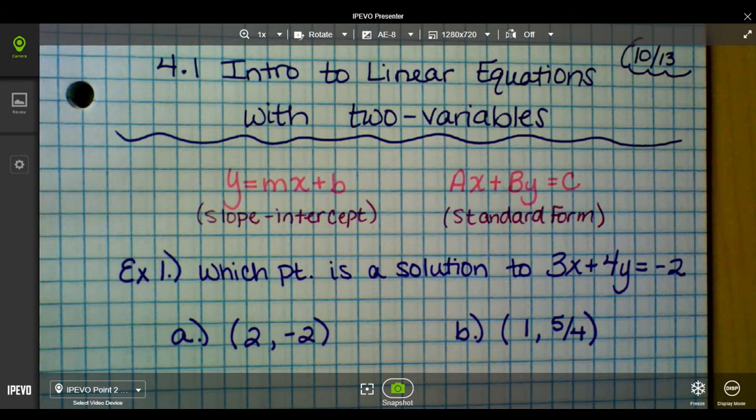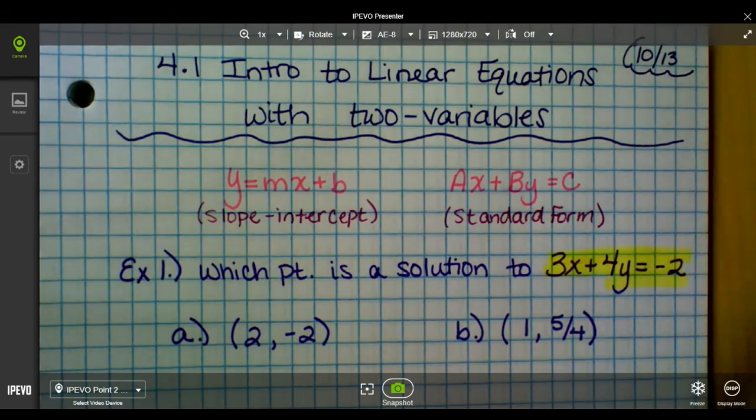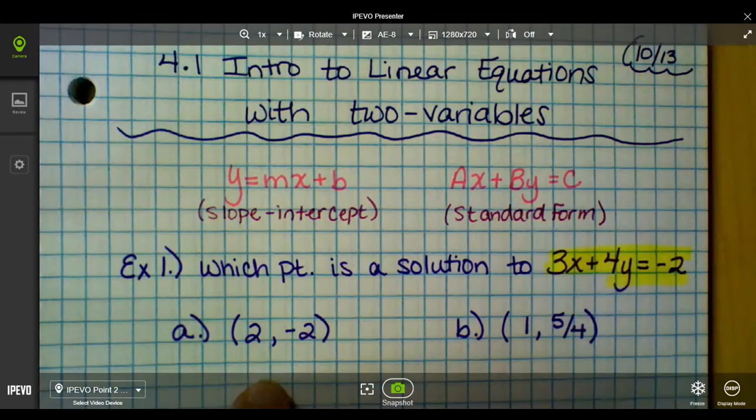So for example 1, which point is a solution to 3x plus 4y equals -2? Is it going to be (2, -2) or (1, 5/4)? This is the equation we're focusing on. If it's actually a solution, that means the ordered pair has to make this equation true.